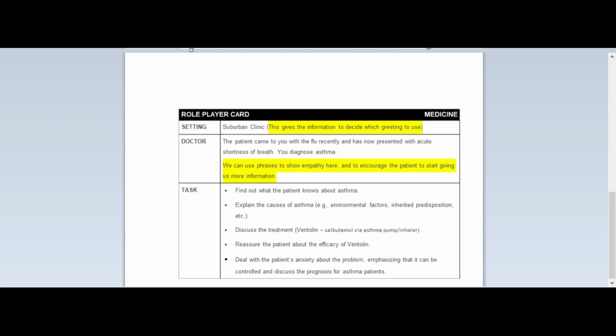And then what we can see in this opening dialogue is that we can use phrases to show empathy, such as "I'm sorry to hear that," or "that must have been difficult for you." And this just encourages the patient to start giving us some more information about their symptoms as well.